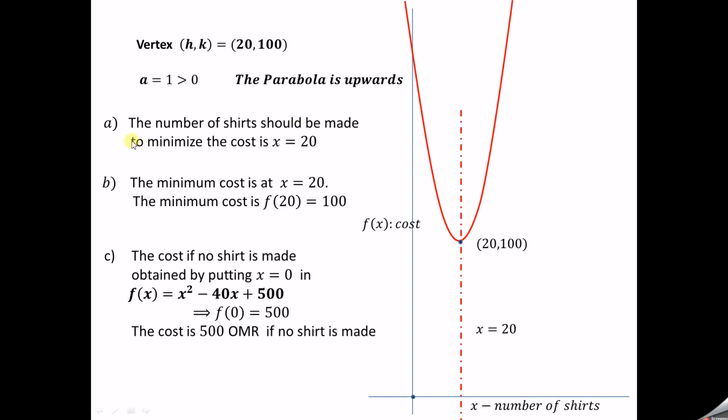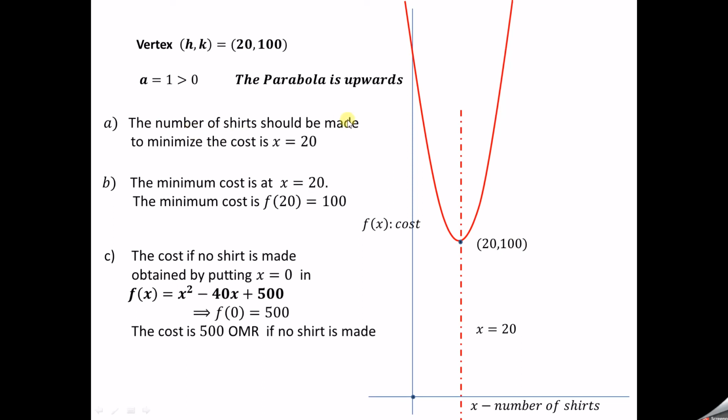Now regarding the first question, the number of shirts that should be made to minimize the cost. Here the cost is minimum at this x value. X is 20. When x is 20, what is the minimum value of f(x)? The minimum value is 100. For all other x values, f(x) is increasing to infinity on either side. f(x) has its minimum value when x is equal to 20. The minimum value of f(x) is 100.